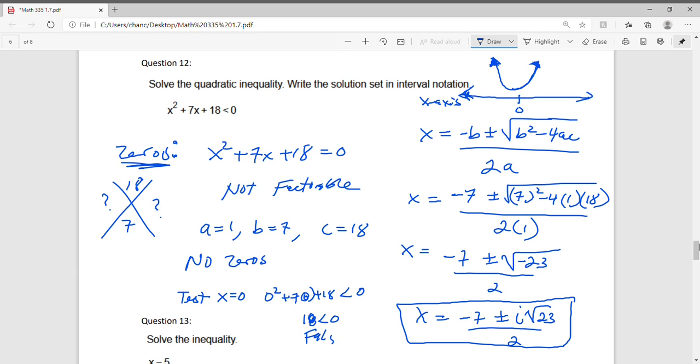No, that's false. That means any point that I pick on the number line is going to be false because this parabola will never be less than 0. So what's our solution? If every interval on the number line is false, this has no solution.